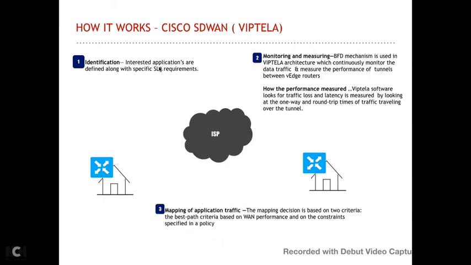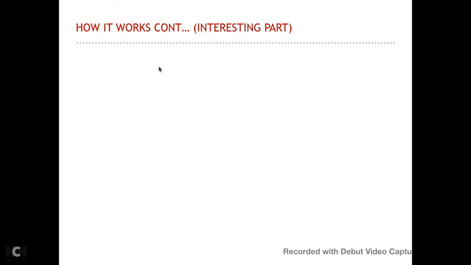So you can say there are two branch networks connected to a service provider, and traffic flows over an IPsec tunnel. Once the BFD packets go to and fro, the information gets collected on the WAN edge. Let's see the interesting part of how it works in a deep dive, majorly how the calculation happens and what happens behind the screen. First, the classification of tunnel happens. Let's look at this in depth.